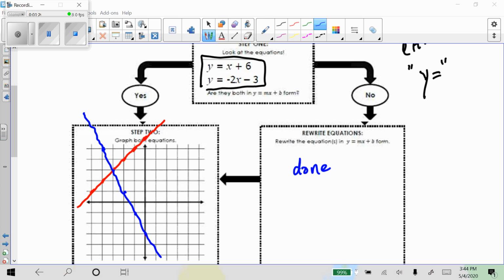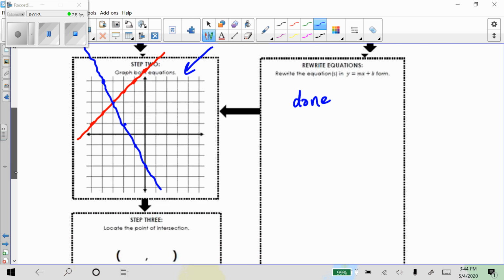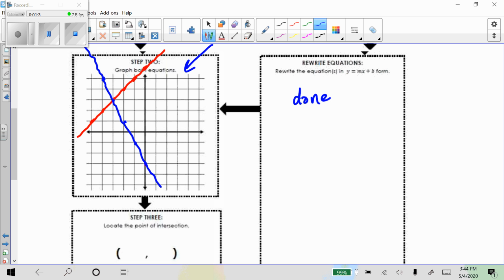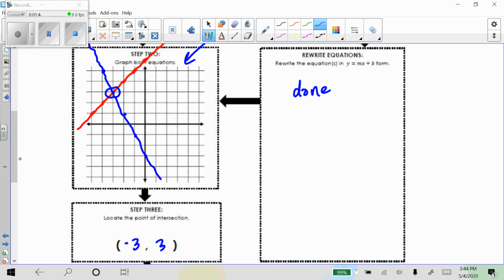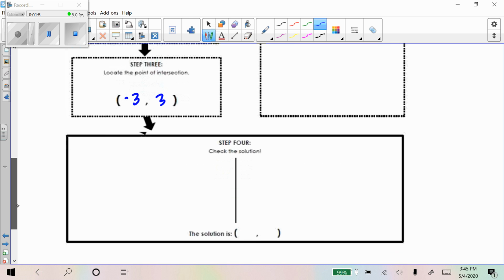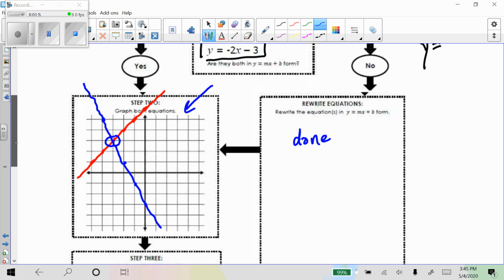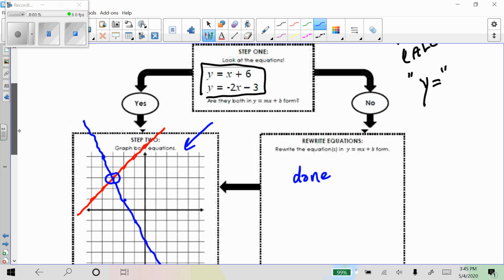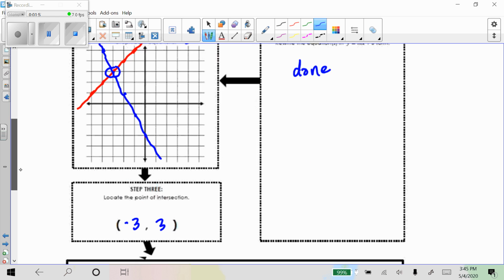And you should have got a graph that looks like this. Now the scale that I have here is a little different than yours. Mine only goes up to 5, so it's going to look a little different, but it should be crossing in the same place right there, which is -3, 3. On your calculator, you can just use the intersect function to do that for you. And then it says you should check your solution.